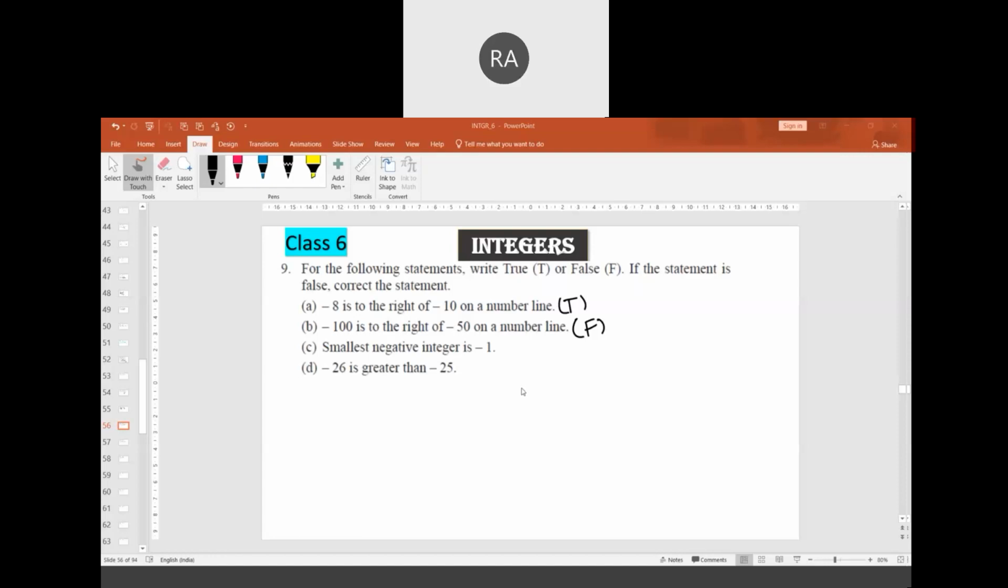For the third one, the smallest negative integer is minus 1. Actually, this is the largest negative integer. This is false. You must remember this: minus 1 is the largest negative integer. This is a note for you. Minus 26 is greater than minus 25. This is false. Minus 26 is smaller compared to minus 25.